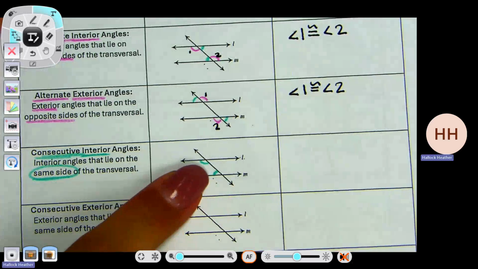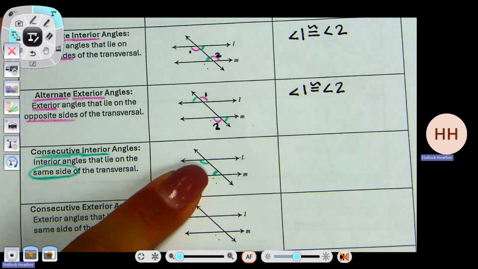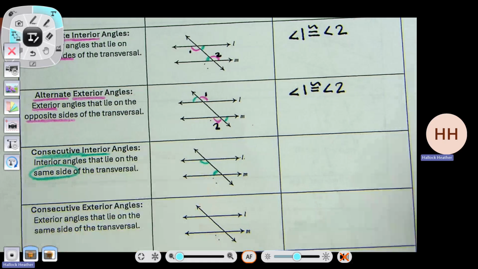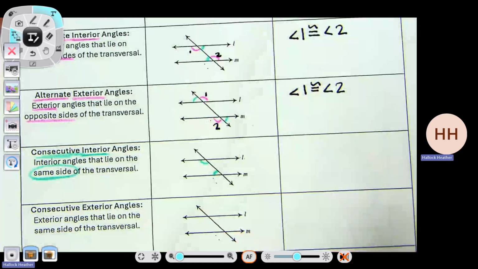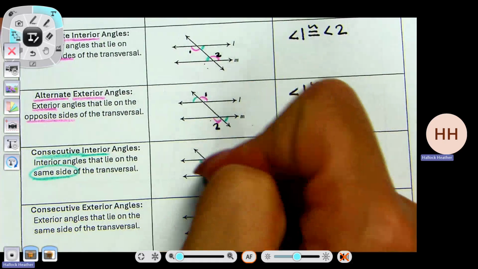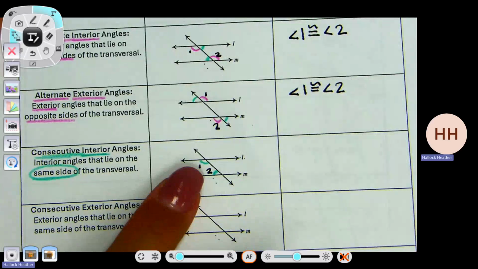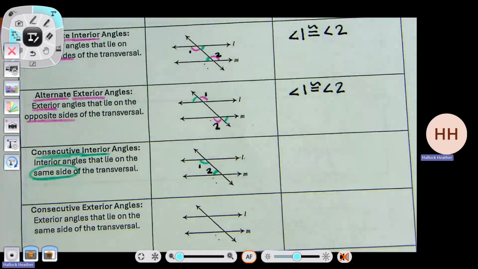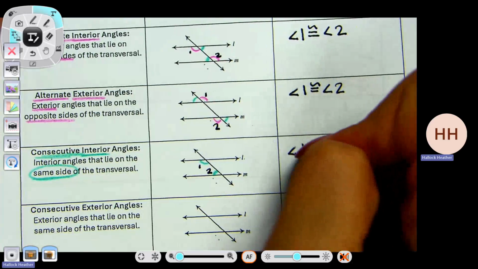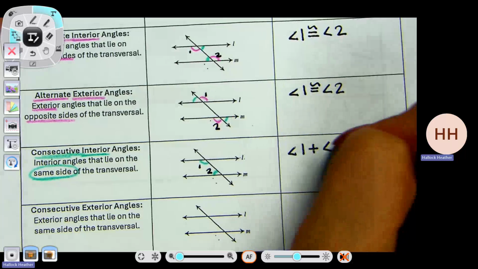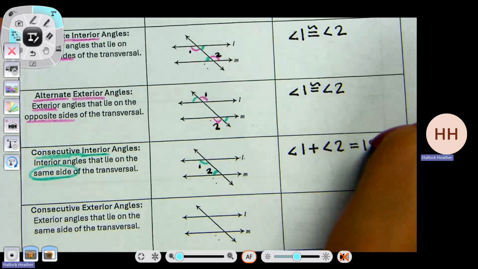Now, do these two look like they are the same width? No, they are different. They are not congruent. So the only other thing they could be is supplementary. So that means, does anybody remember what supplementary means? They equal to 180. So I'm just going to call that one angle 1, that one angle 2. And this time they're not equal to each other. You can tell using your eyeballs. They are not the same width. They are different from each other. So we're going to say angle 1 plus angle 2 equals 180.